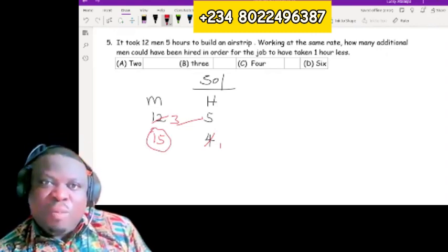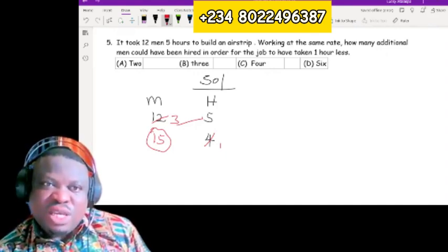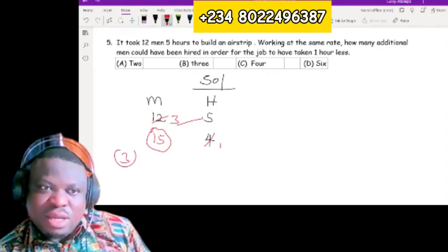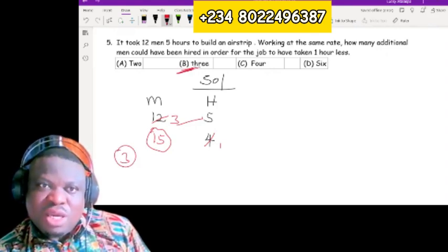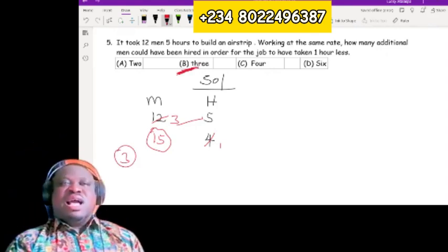So if you now go by the question, how many more men do we need to add to 12 to get 15? That is 3 men, right? So option B is the correct answer.